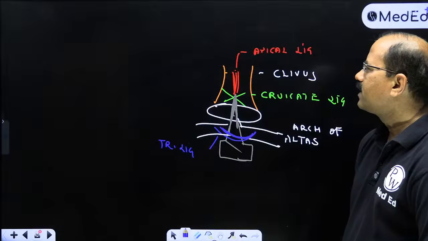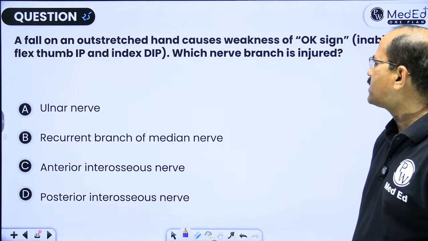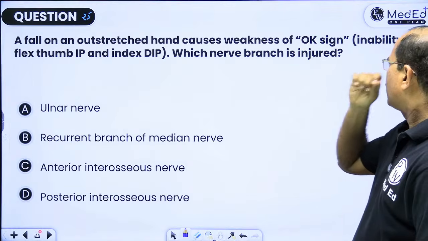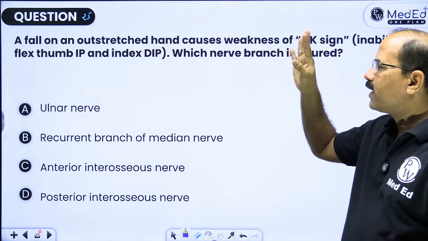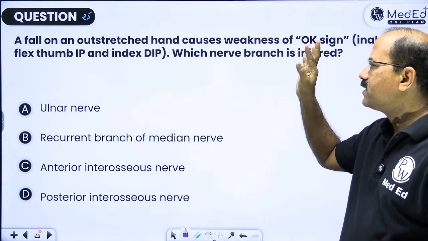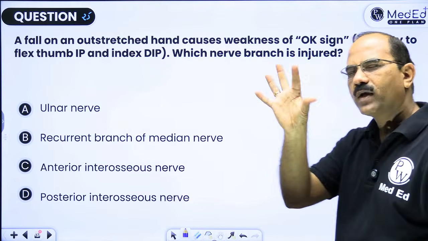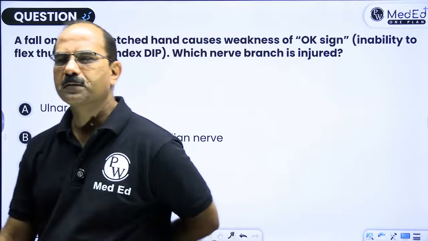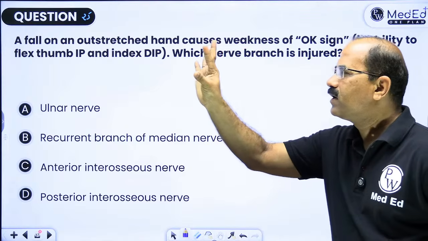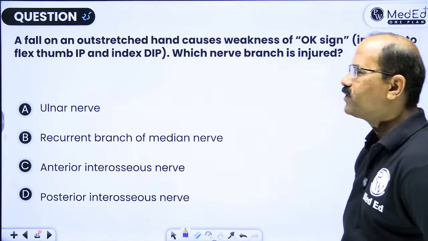Okay, just remember that. Coming to the next MCQ, a fall on outstretched hand. Fall on outstretched hand causes weakness of OK sign, inability to flex the thumb interphalangeal joint and index distal interphalangeal joint. Which nerve branch is damaged? Okay sign. Answer this. So flexion of thumb is lost and interphalangeal joint of this index finger is lost. So which nerve is that?